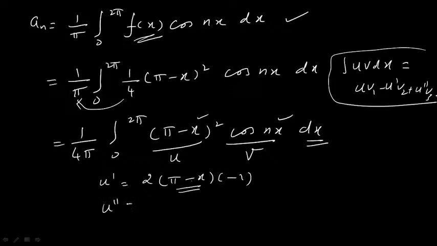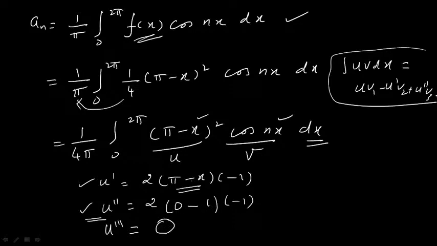Next we move on to u double dash. U double dash means you have to differentiate u dash again with respect to x. So here 2 is a constant, twice, here pi is a constant, so if you differentiate pi you get 0, minus x. If you differentiate x with respect to x you get 1. Here minus 1 is a constant. Next we move on to u triple dash. U triple dash is nothing but again you have to differentiate u double dash with respect to x once again. Look at here. Here all are constants. 2, minus 1, all are constants, while differentiating a constant value you get 0.